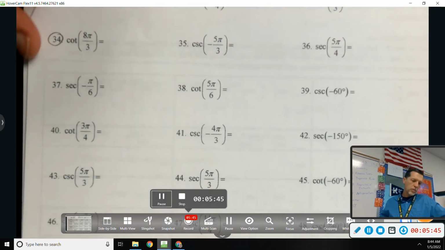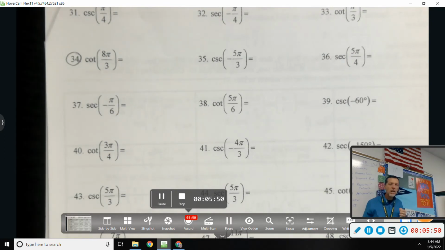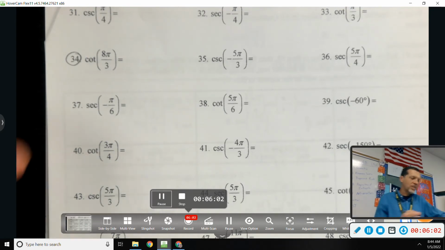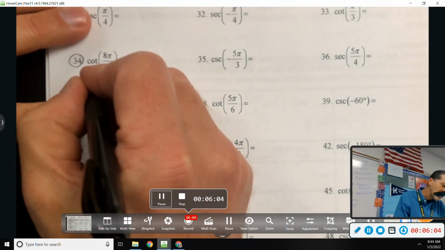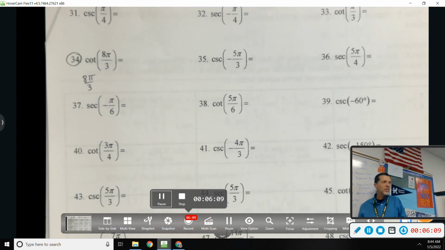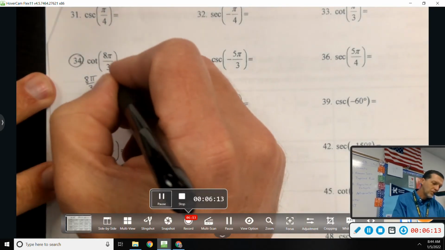So flip it to number 34. 8 pi over 3. Almost 2 pi. So again, this is where some people can locate 8 pi over 3. Others of us are going to say, I don't want to figure out where 8 pi over 3 is. So what can I do to get a coterminal angle with 8 pi over 3? It's in the third one. Minus 6 over 3, minus 2 pi.